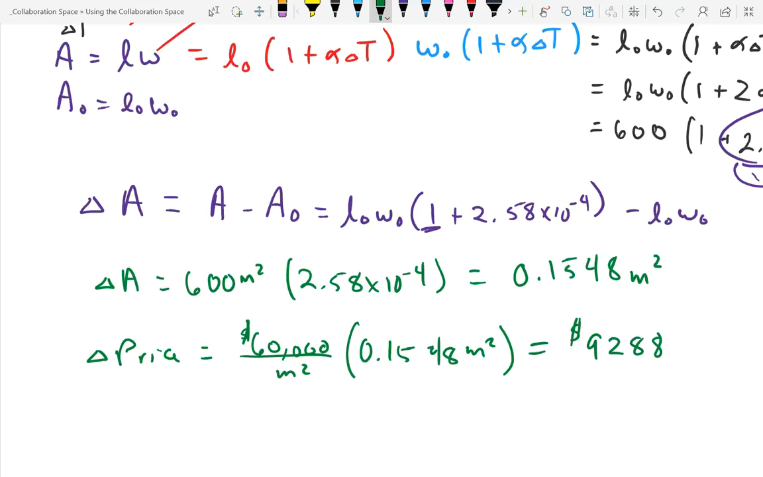Now, of course, in terms of sig figs, we only had 2 sig figs. If you weren't doing it on the homework site, you'd put in 9,300. But since our homework site doesn't honor those, you put 9,288.